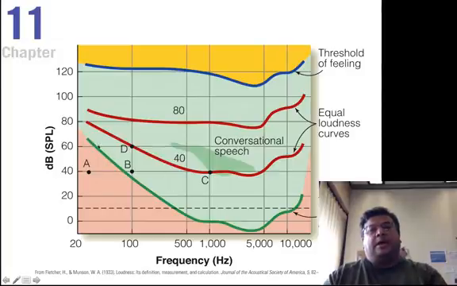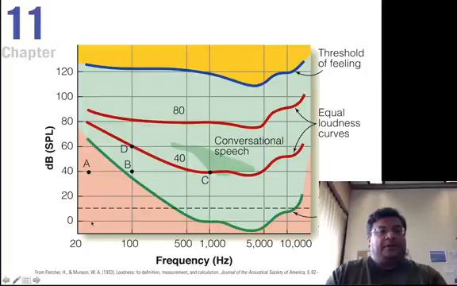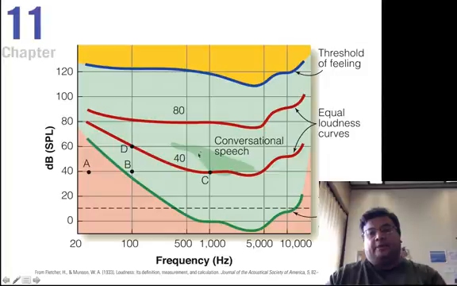Notice the higher the line along the y-axis, the less sensitive you are to the sound. So for example, humans don't hear the very low frequencies very well, like about 30 hertz. We don't hear that very well at all, but we hear really well around 4,000 hertz, which is where conversational speech is located, right about in this little area here.